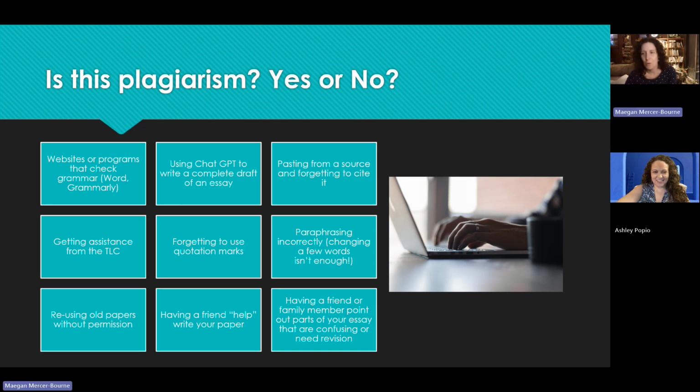Yeah, if it does the whole thing for you, then you haven't really done any of the work yourself. It's not your own voice, it's not your own ideas. Very good point. All right, pasting from a source and forgetting to cite it. That's what I did.